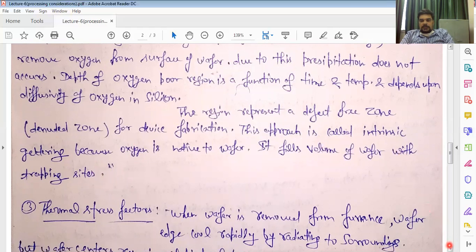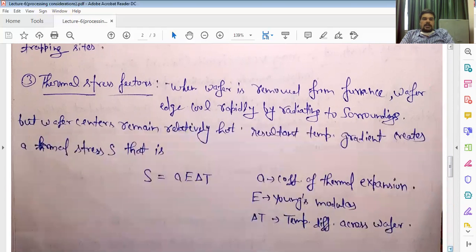Now another term in processing considerations is the thermal stress factor. In many steps, wafers go into the furnace. When they are removed from the furnace, the edges of the wafers cool rapidly by radiating to the surroundings, but the wafer centers remain relatively hot. Due to this temperature gradient, a thermal stress is generated. This thermal stress is given by the formula α E ΔT, where α is the coefficient of thermal expansion, E is the Young's modulus, and ΔT is the temperature difference across the wafer.